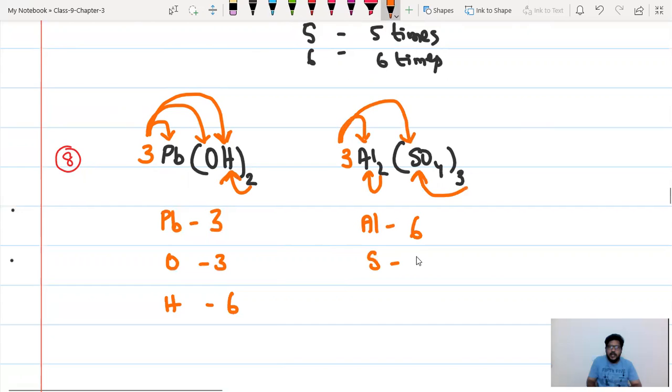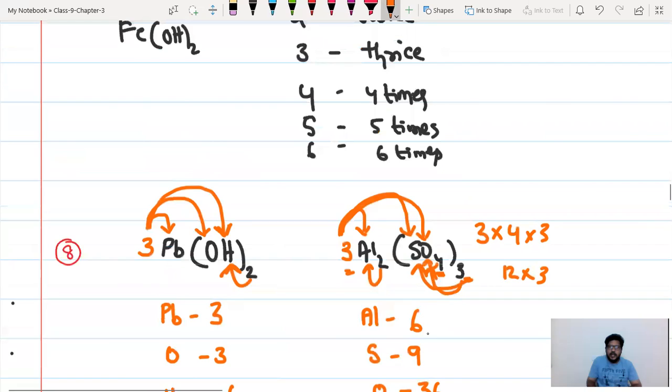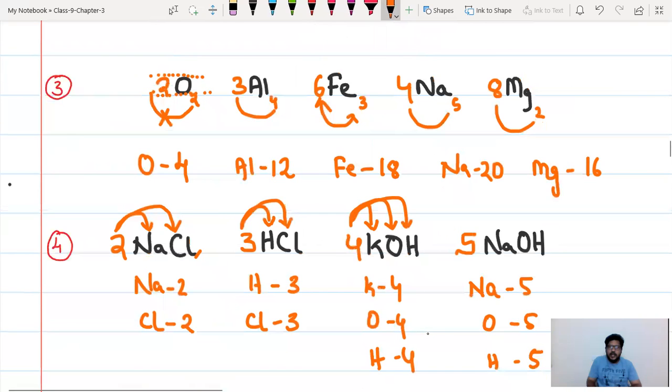3 into 3, 9. And how many oxygens? 3 should be given to oxygen. This 4 should be given to oxygen. This 3 also should be given to oxygen. So 3 into this 4 into this 3. 4 3s 12, into 3, 12 3s 36 oxygens. Like that you need to count the number of atoms.